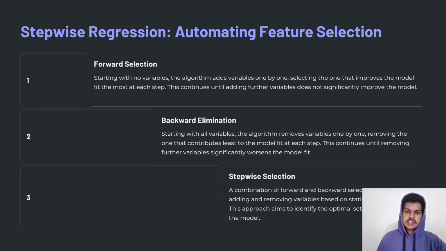Third, stepwise selection. A combination of forward and backward selection, alternately adding and removing variables based on statistical significance. This approach aims to identify the optimal set of predictors for the model.